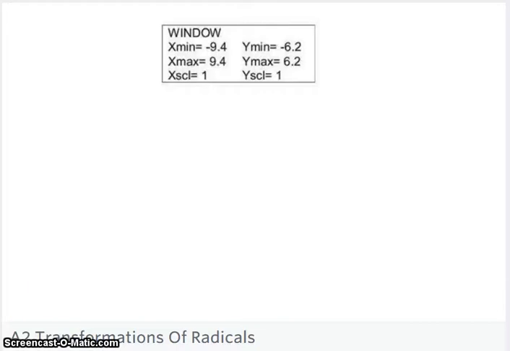Okay, this is for Algebra 2, and this is Transformations on Radicals. And before you fill in your notes page, the first thing we had to do was go to our calculator and set our window. The x-min was negative 9.4, the x-max was 9.4, the y-min was negative 6.2, and the y-max was 6.2.